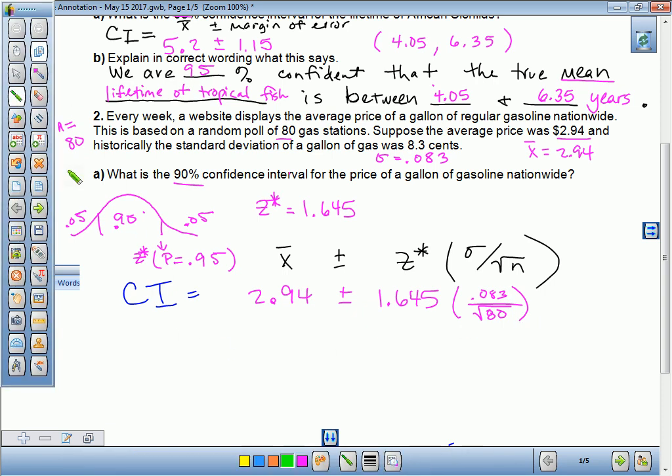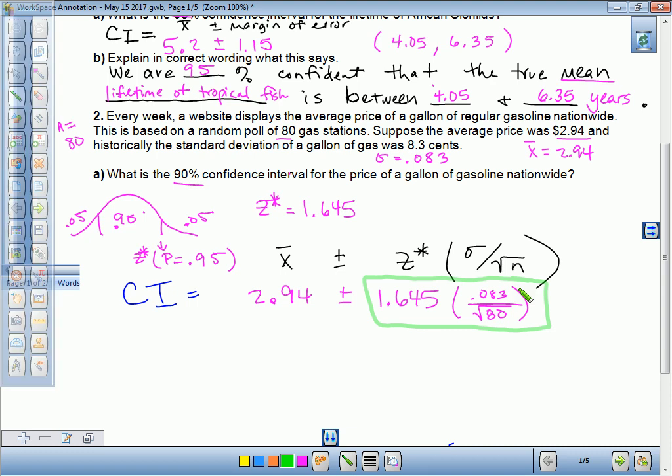Okay, so what we're going to calculate first is the margin of error. So you're just going to do this part. First, we're going to calculate the margin of error. And you're going to want your calculators for that.